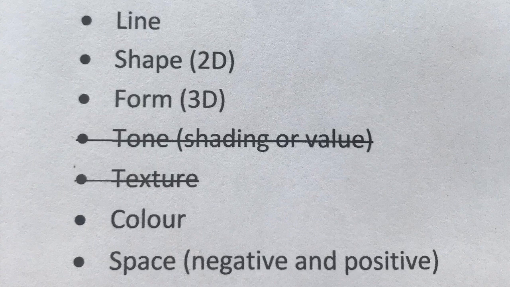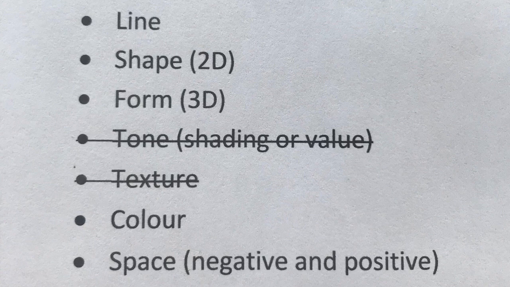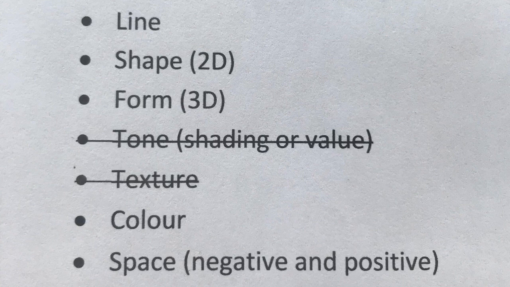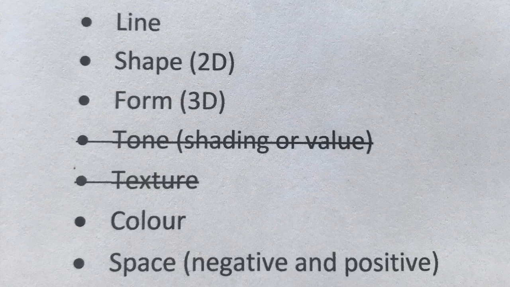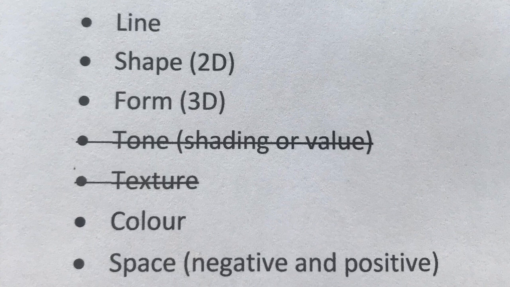Now, what you've got on the screen in front of you are a few elements of art. There are 7 in total. They are the building blocks of art. So we use these elements to make an artwork. So an artwork can be made up of lines, shapes, or color, etc. Now, we learned about line and color last week when you did your expressive artworks.